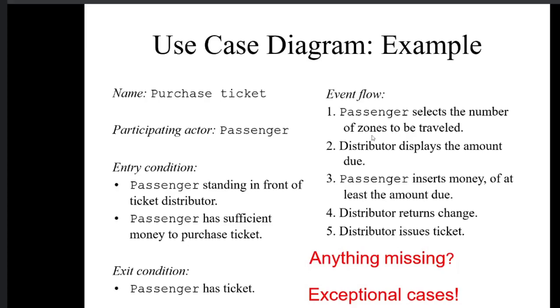Passenger selects a number of zones to be traveled, distributor displays the amount, passenger inserts the money, distributor returns change, distributor issues tickets, and similarly other things can also be there. Do you think there are some other things that should be included here in any of the places, entry, exit, or event flow?